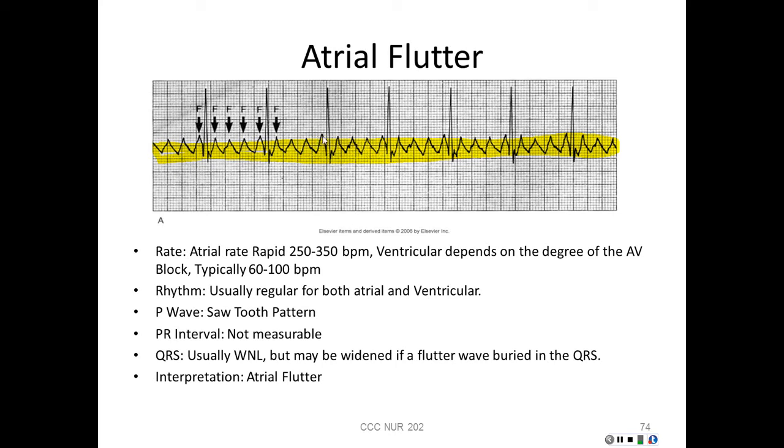So let's go over to this one. Here's a flutter wave, a flutter wave, a flutter wave, a flutter wave, flutter wave, flutter wave, flutter wave. They're consistent in this strip, okay? So if we counted them, there's 1, 2, 3, 4 before the QRS, 1, 2, 3, 4 before this QRS, 1, 2, 3, 4 before this QRS. That's basically a 4 to 1 block.